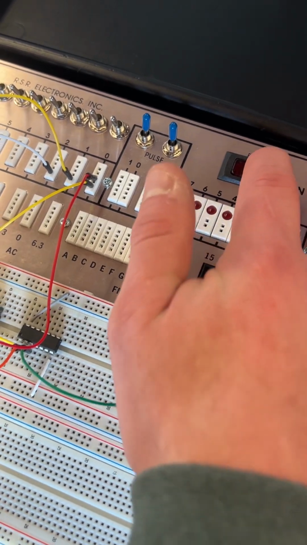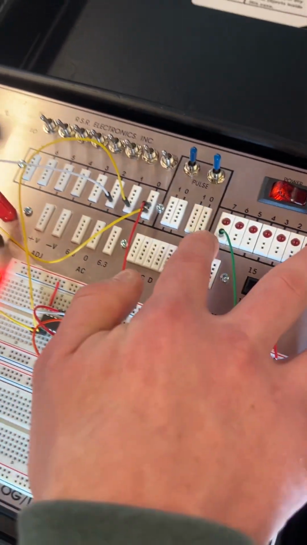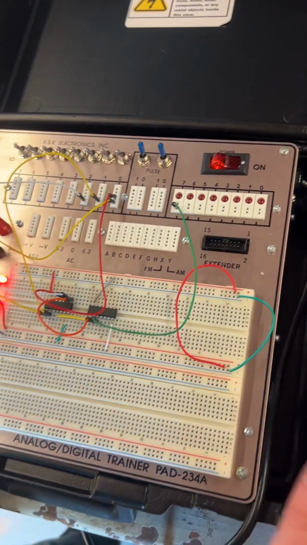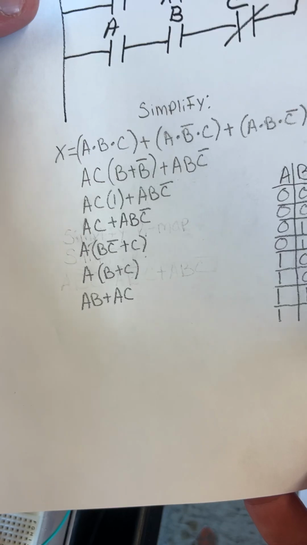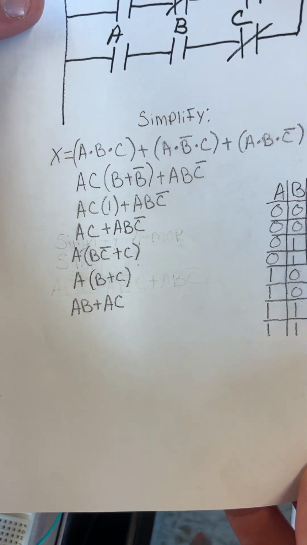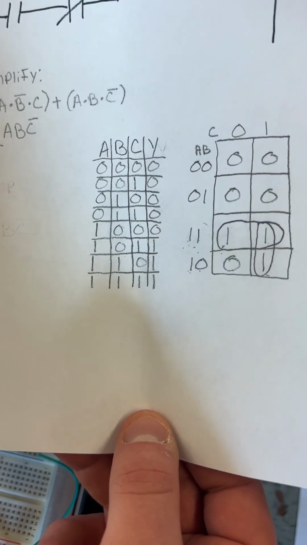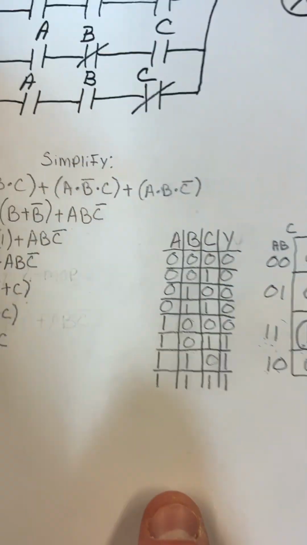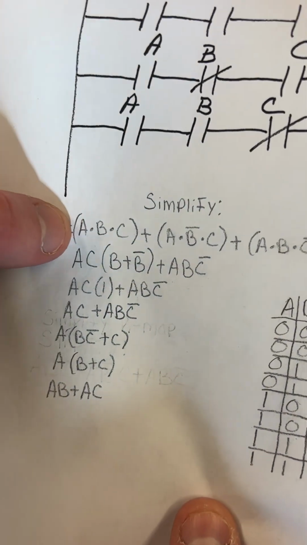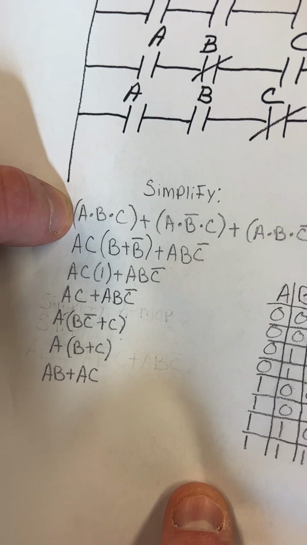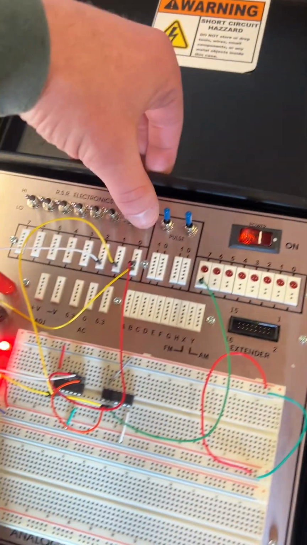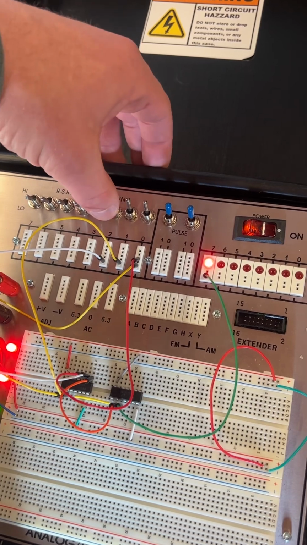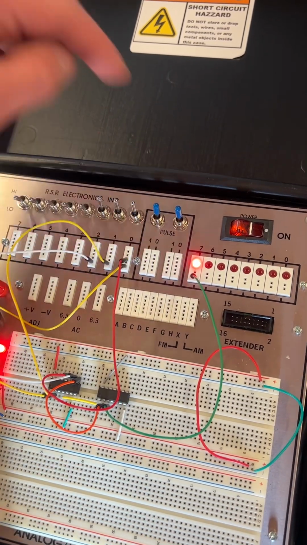So when we turn it on, obviously we don't have anything going on here because there's no switches flipped. But looking back at the truth table, if we did everything right in terms of simplifying it and hooking everything up correctly, we should get an output if we have A and B and C on. So let's see if that happens. If we turn on A, we turn on B, we turn on C, we are good to go.